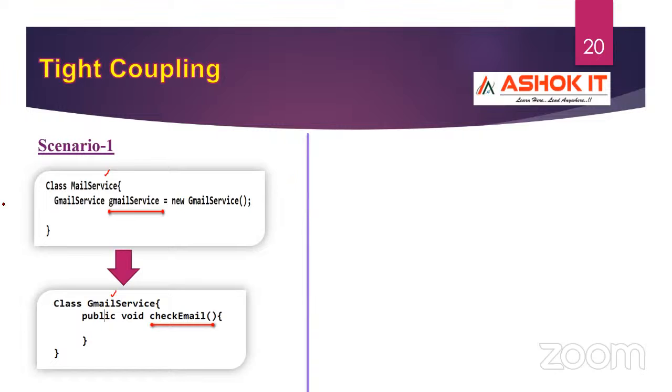Without creating the Gmail service object, the JVM won't create the mail service object. Without creating the Gmail service object by the JVM, it won't create the main object, that is nothing but the mail service class. Understand? This is exactly where we can see the tight coupling in our Java projects.